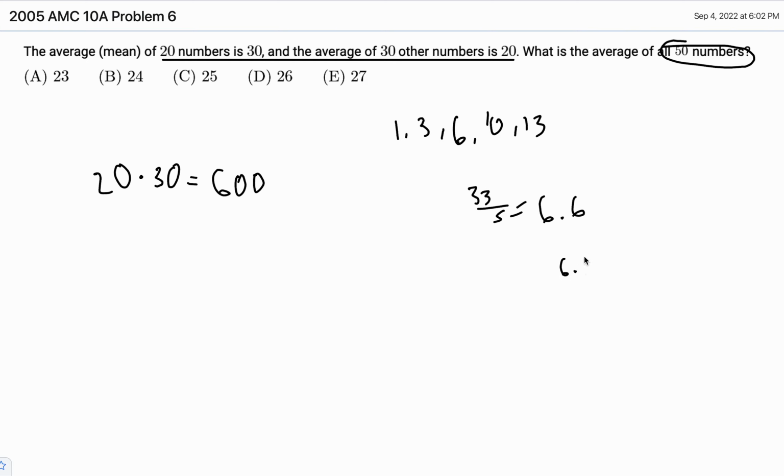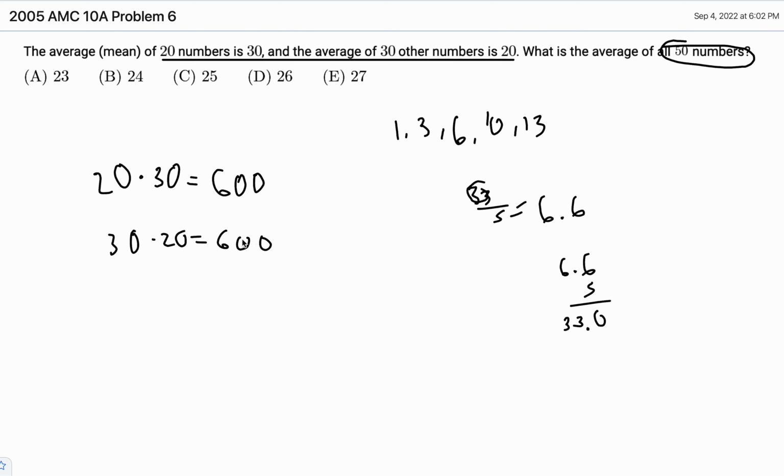And if I multiply that by 5, we'll get the total, right? This is just an example: 33, which was what we got here. So note this: the mean times the total numbers in a set is all the numbers added up. Okay, so the 20 numbers, where the average is 30, sum to 600.